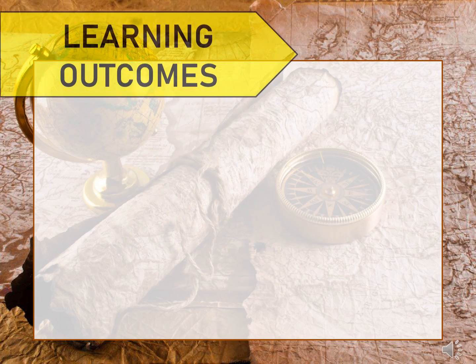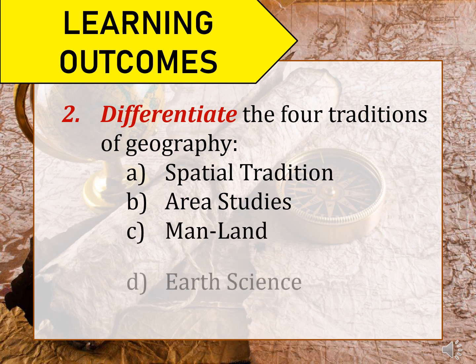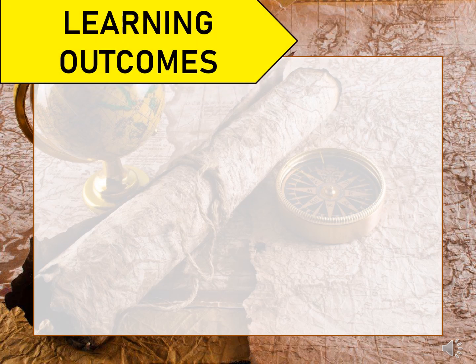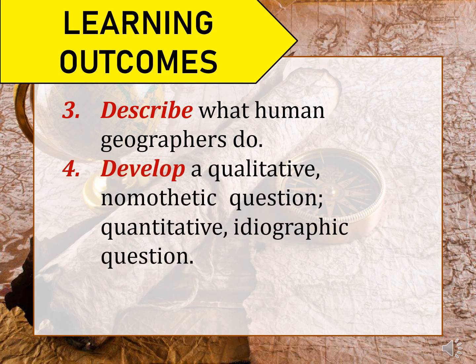Second, it is hoped that you can differentiate the 4 traditions of geography. These traditions include spatial tradition, area studies or analysis tradition, man-land or culture-environment tradition, and earth science tradition. Third, this chapter is designed for you to describe what human geographers do. Lastly, it is expected that you could develop a qualitative nomothetic question and a quantitative ideographic question.